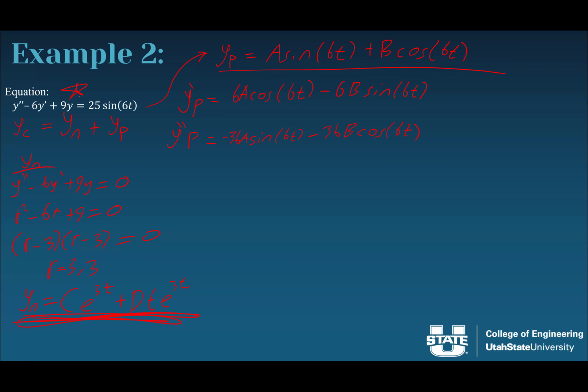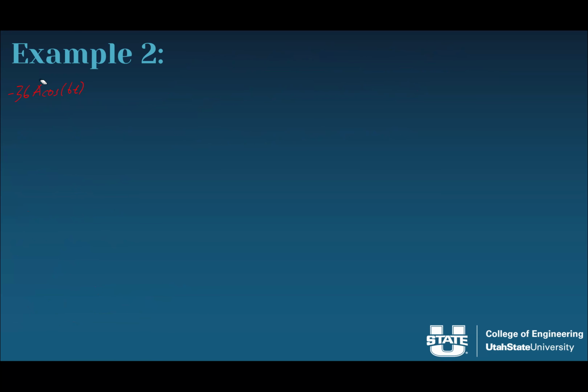It's going to be negative 36a cosine of 6t. Is that right? Yeah, that's right. Yeah, so it's going to be negative 36a cosine of 6t. I don't remember what I did last time. We'll change that because I had it written different over there. So we'll change it, make that b. All right, so negative 36b cosine of 6t minus 36a sine of 6t. Okay, cool.